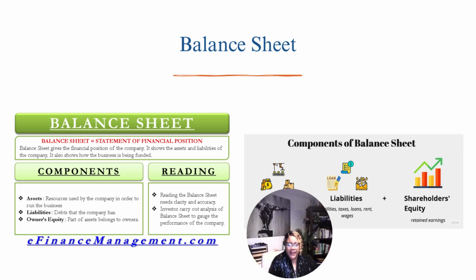A balance sheet. A balance sheet gives the financial position of the company. It shows the assets and liabilities of the company. It also shows how the business is being funded. Some of the components include assets, these are resources used by the company in order to run the business. Liabilities, these are debt that the company has. And owner's equity, the part of the assets that belongs to the owner. If you put up $20,000 to buy your business, that is considered equity. And that goes in this section.